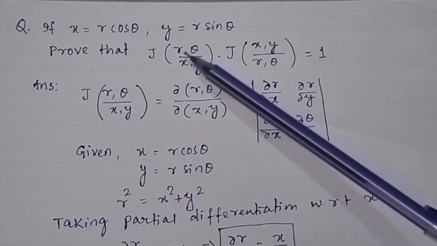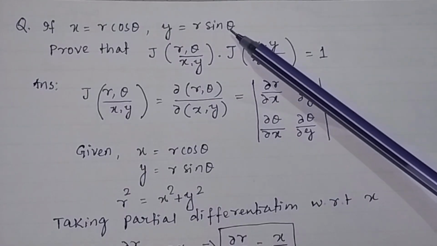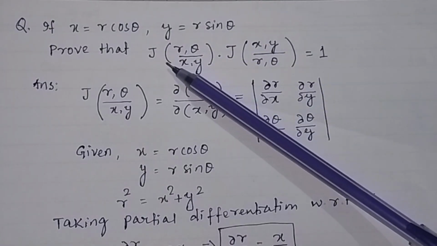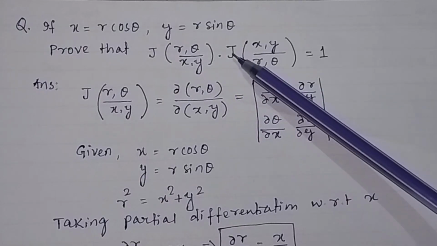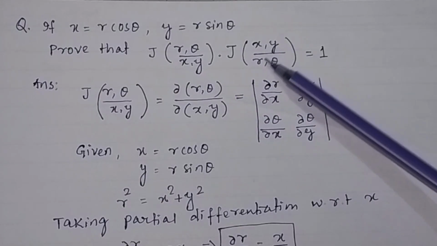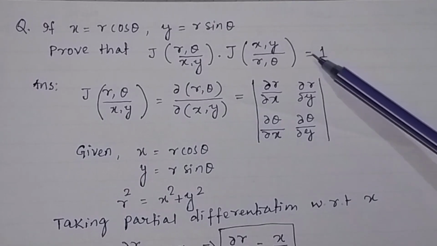In the question it is given that x equals r cos theta and y equals r sin theta, and we have to prove that the Jacobian of (r, theta) with respect to (x, y), multiplied by the Jacobian of (x, y) with respect to (r, theta), is equal to 1. We have to prove it.